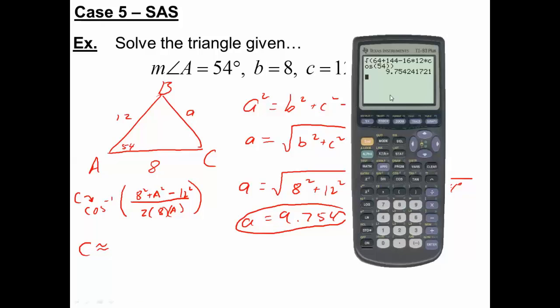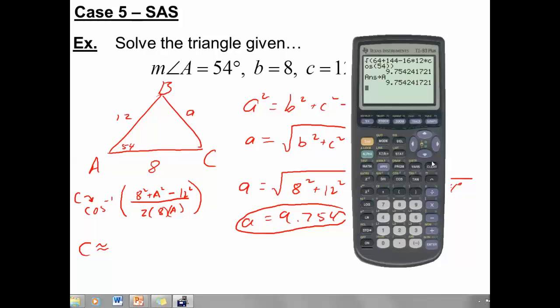Alright, 9.754. Again, that was the answer for A. I'll go ahead and store that for A since I forgot to do it earlier. And then I will type in my inverse cosine to help me figure out angle C. That'll be 8 squared, which is just 64, plus A squared minus 144. Close the numerator, divide, open the denominator. That's going to be 16 alpha A. Close the denominator, close the cosine, and I have my answer for angle C. So this is my answer for angle C, 84.431. Let's go ahead and store that for angle C.